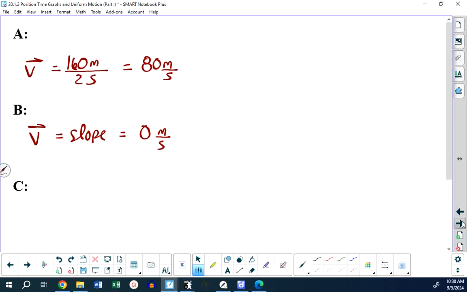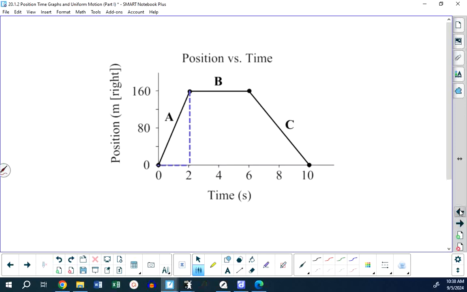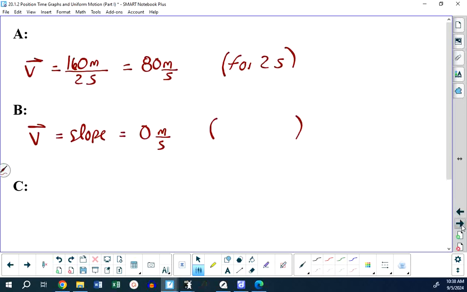I'm not going to use words. Are you guys fine with that? We know that it moves at 80 meters per second for 2 seconds. We know for the next 4 seconds, it just sits there. And then, in the final portion, it returns home.